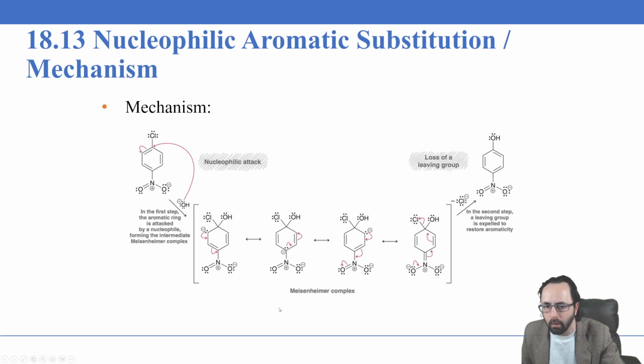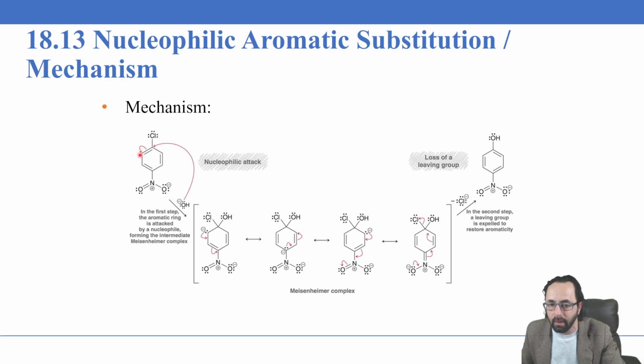So here, let's take a look at the mechanism for how this occurs when we do, in fact, have the electron withdrawing group in a para position to the leaving group here. So notice this is going to be somewhat analogous to an SN2. It's not going to be exactly like an SN2 because the leaving group is not going to leave simultaneously upon the nucleophilic attack. We're going to have an intermediate. So the nucleophile here is the OH group.